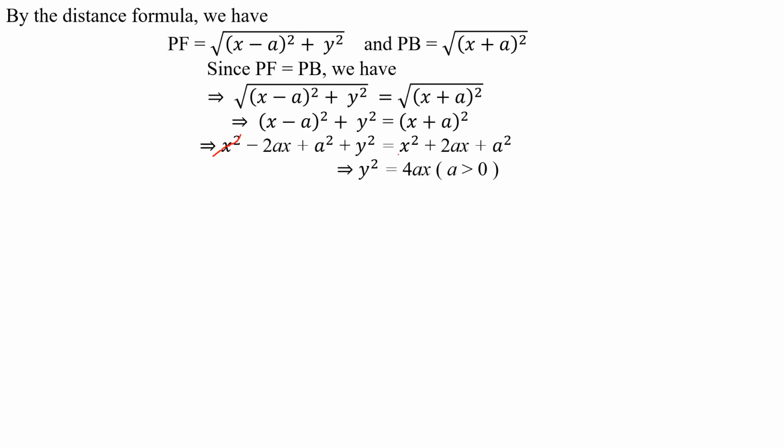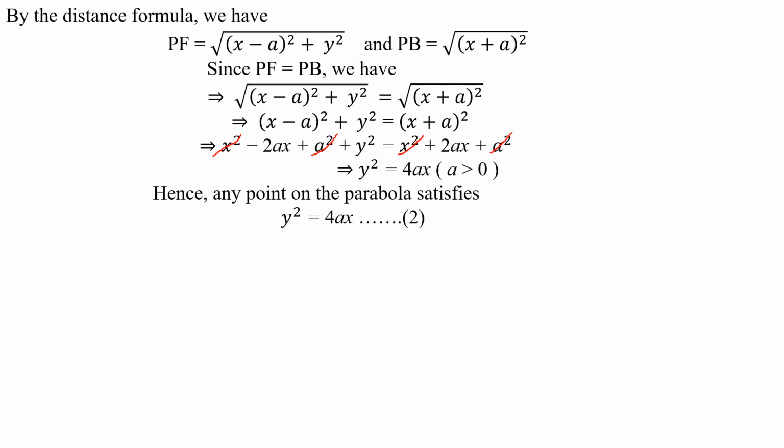We strike out the x square terms on both sides and the a square terms on both sides. By simplifying these terms, finally we get y square is equal to 4ax. Understood this step, my children? Hence, any point on the parabola satisfies y square is equal to 4ax. Let us call this result, y square is equal to 4ax, equation 2.